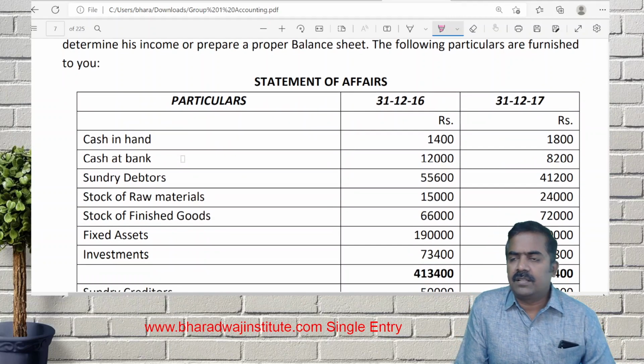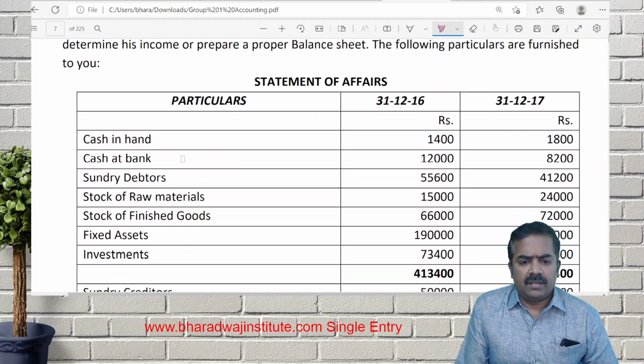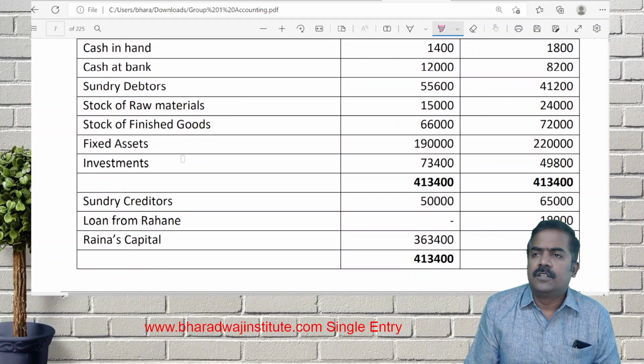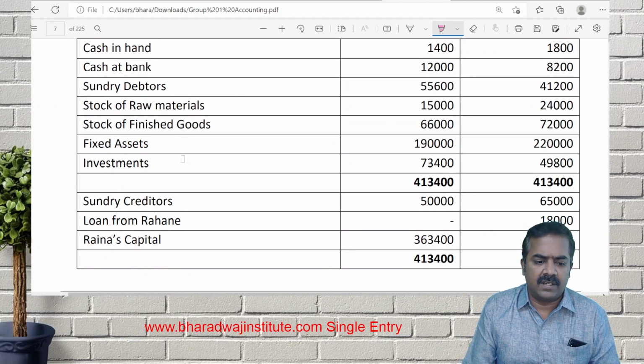Read through question number 8. We are given a statement of affairs at the beginning of the year and the end of the year. Cash in hand, cash at bank, debtors, stock of raw material, finished goods, fixed assets, and investments are given.